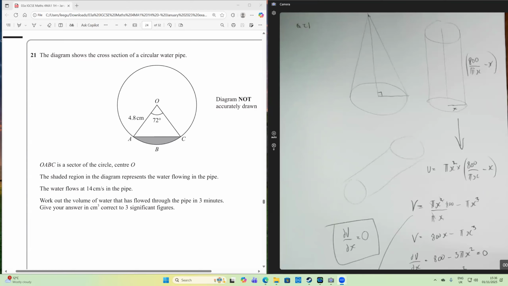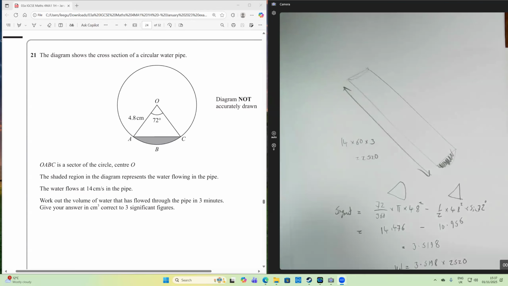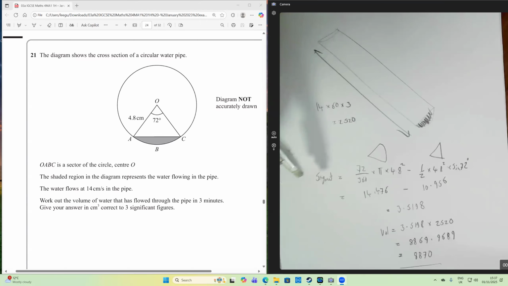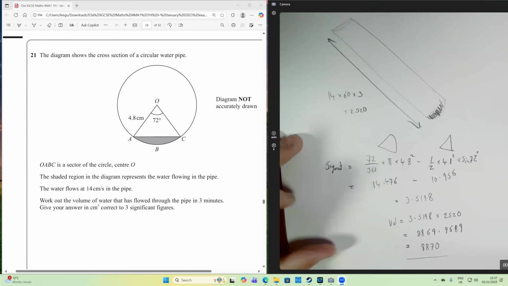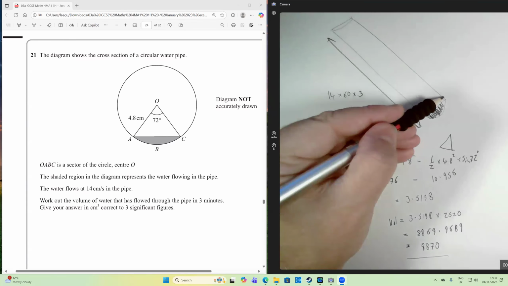The water flows at a rate of 14 centimeters per second in the pipe. Work out the volume of water that has flowed through the pipe in 3 minutes, giving your answer in centimeters cubed. So I've drawn a little sketch here representing what's happening, because I think for some people it's hard to visualize what's going on here.